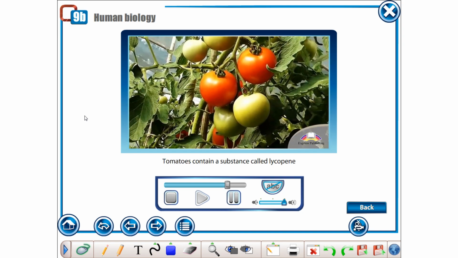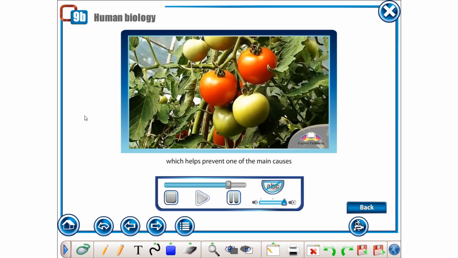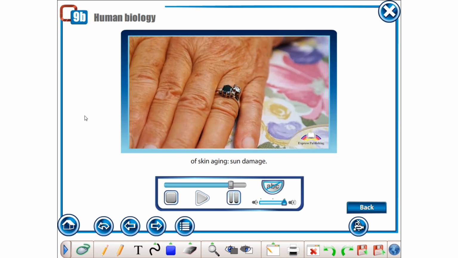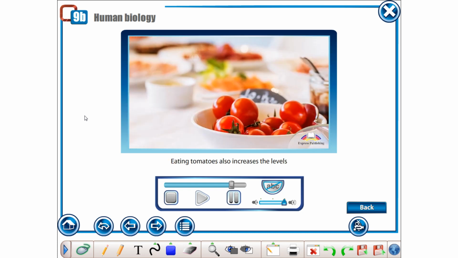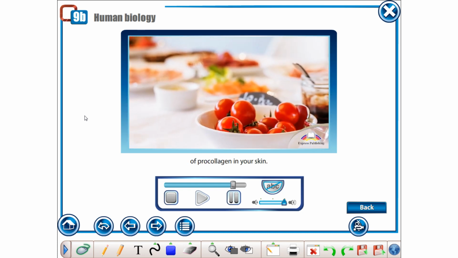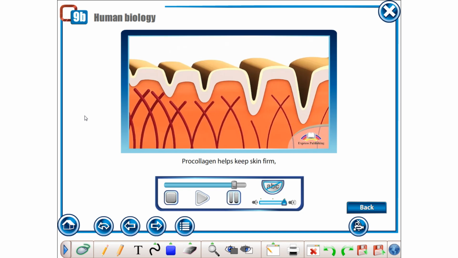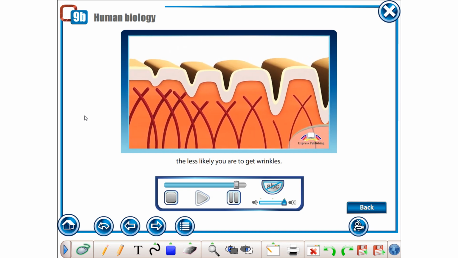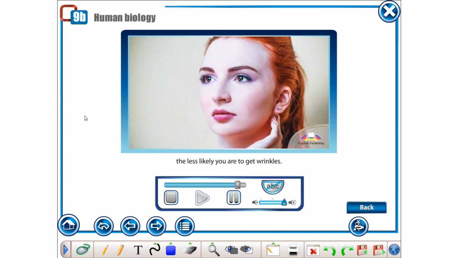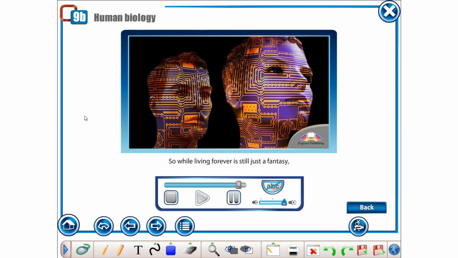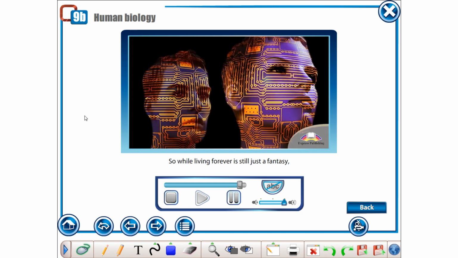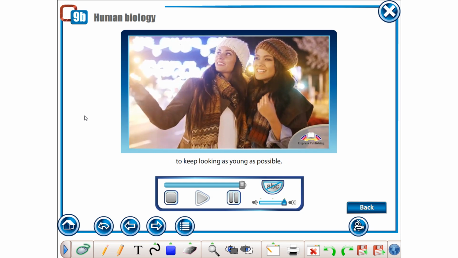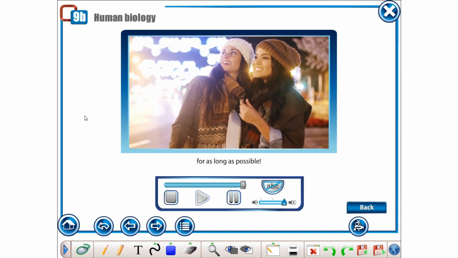Tomatoes contain a substance called lycopene, which helps prevent one of the main causes of skin aging, sun damage. Eating tomatoes also increases the levels of pro-collagen in your skin. Pro-collagen helps keep skin firm, so the more you have in your skin, the less likely you are to get wrinkles. So while living forever is still just a fantasy, nature has at least provided a way for us to keep looking as young as possible for as long as possible.